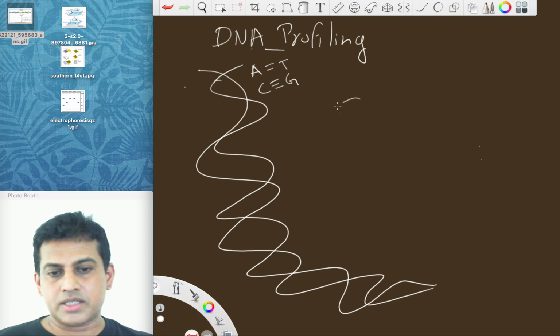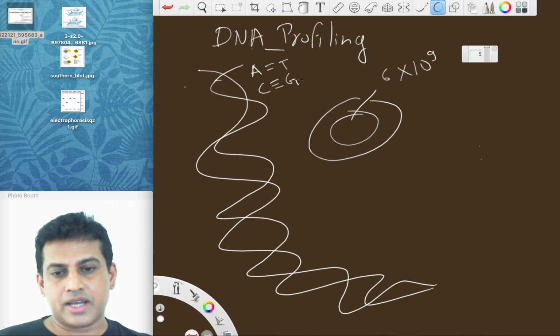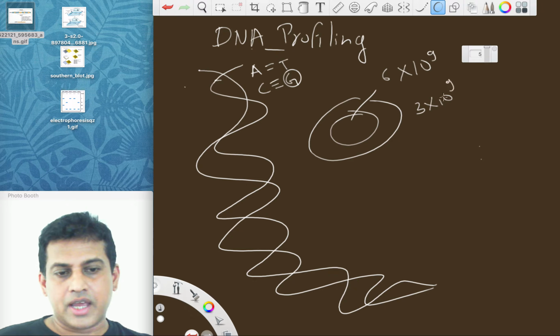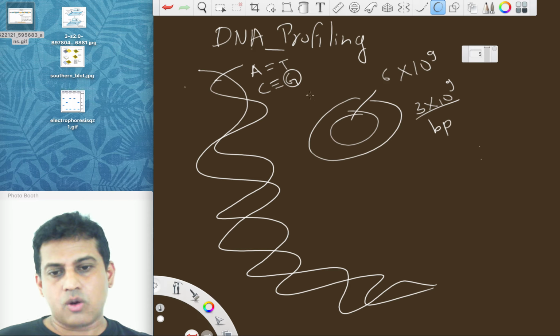If you take one cell, all the DNA could be 6 billion nucleotides. Nucleotides are just like this one. That's one nucleotide. Base pairs are half of that, so it's 3 billion base pairs. These 3 billion base pairs make up all our DNA in the cells, and they are organized in the chromosomes.